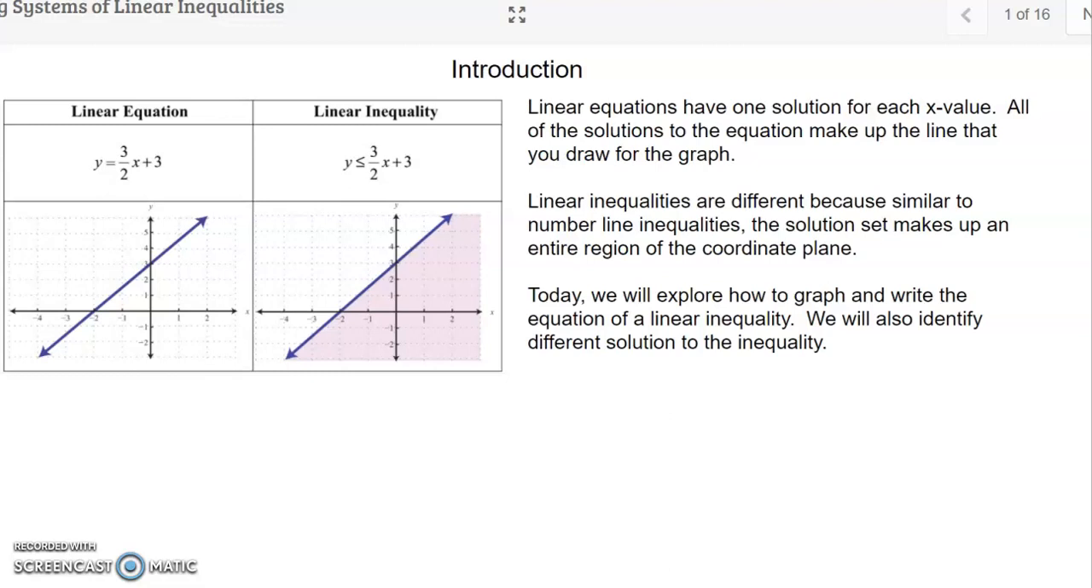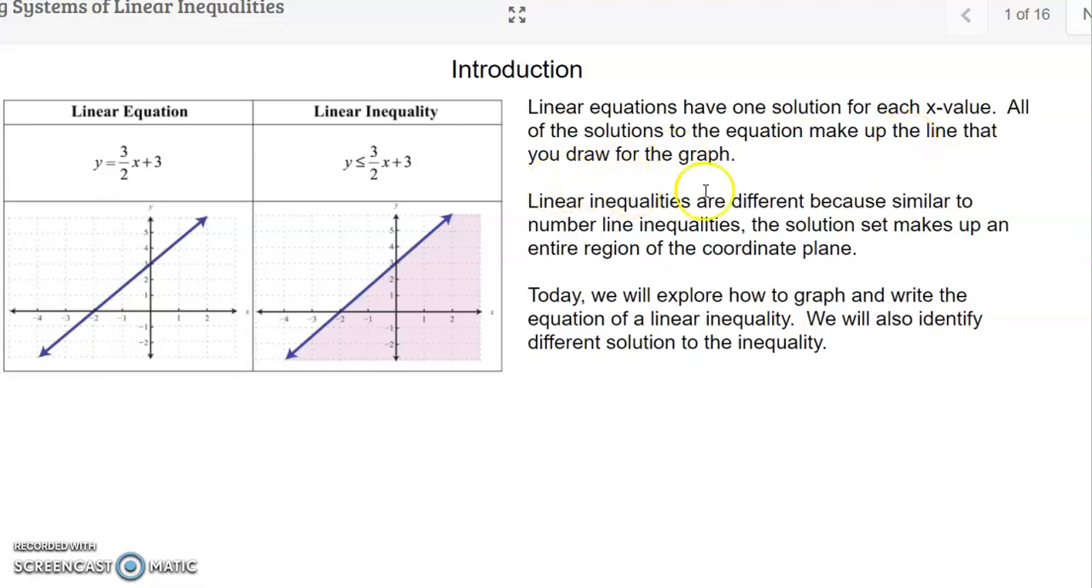Okay guys, let's go slide by slide over the Desmos activity. So slide 1 is just an introduction. It says linear equations have one solution for each x value. All of the solutions to the equation make up the line that you draw for the graph.